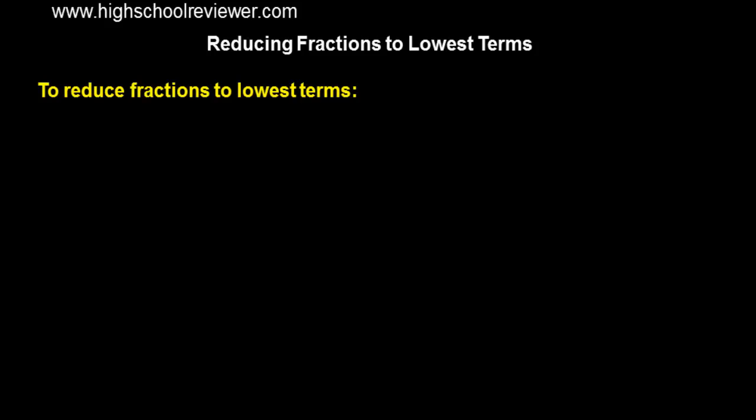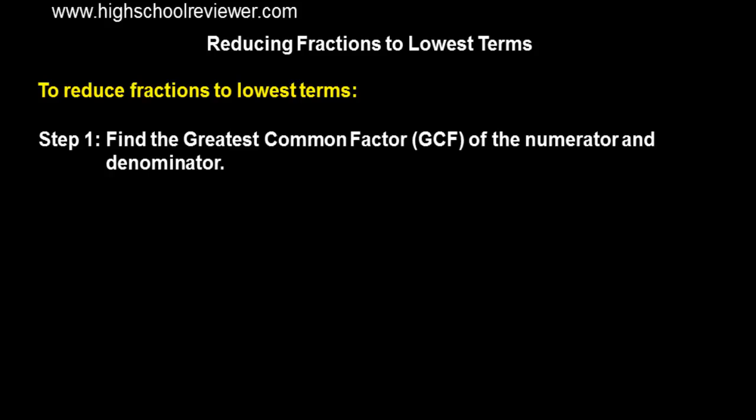Reducing fractions to lowest terms. To reduce fractions to lowest terms, we have two steps to follow. The first step, find the greatest common factor of the numerator and the denominator. For example, we have here a given fraction. We have 14 all over 36. So 14 over 36 is our fraction.